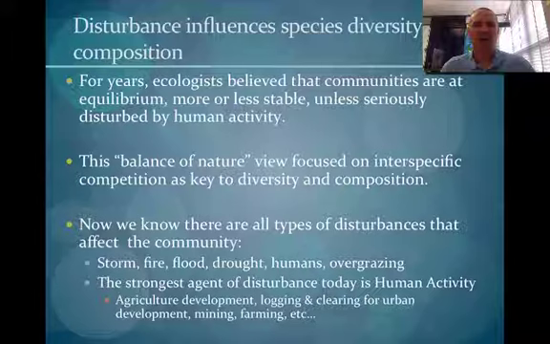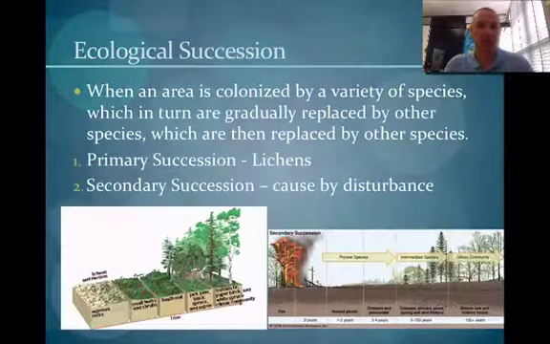However, now we understand that there are all types of disturbances, such as storms, floods, forest fires, etc. But still, the strongest agent of disturbance today is still human activity, such as destroying lands by either agricultural development, logging, mining, or farming, etc. So we're still the biggest problem to diminishing diversity of these species.